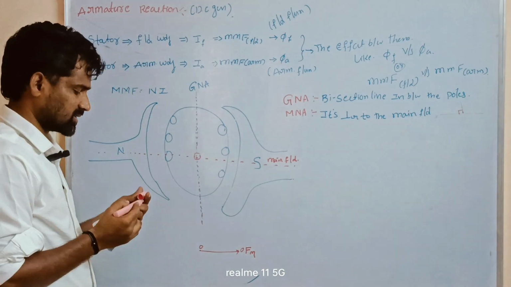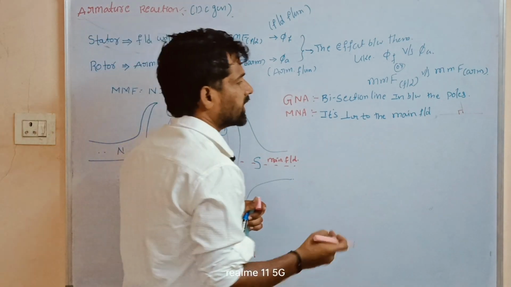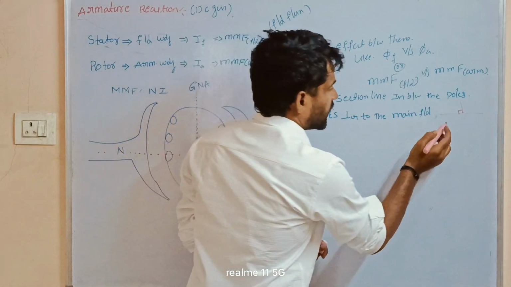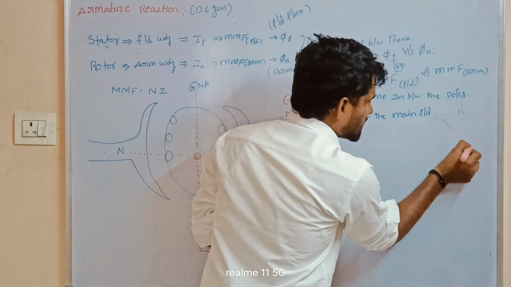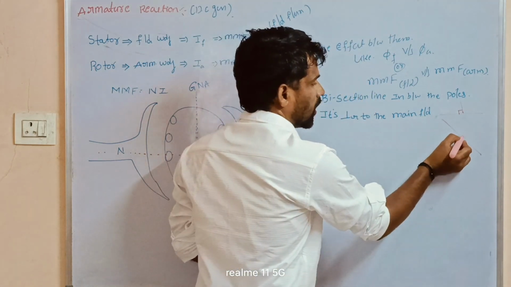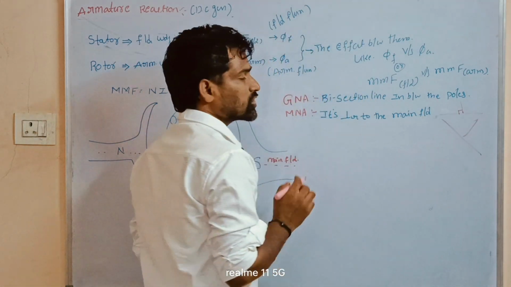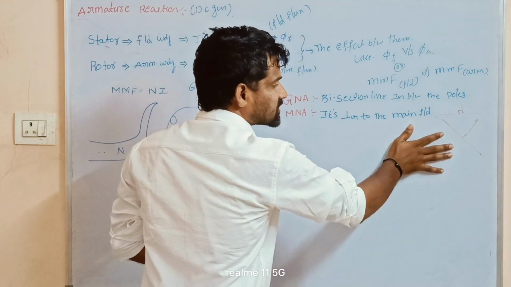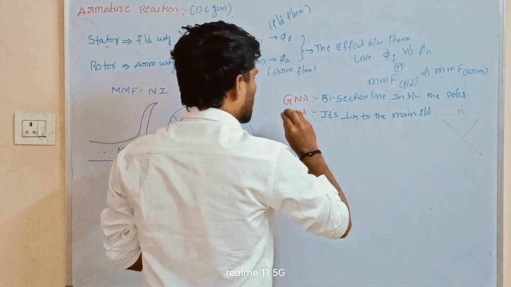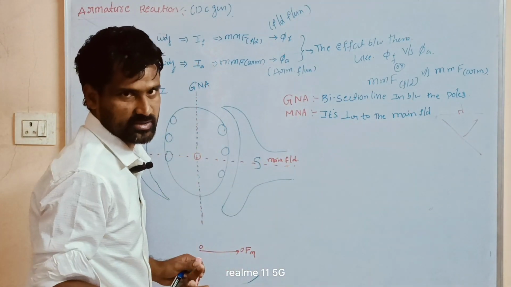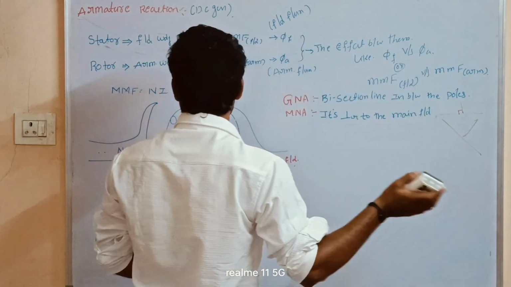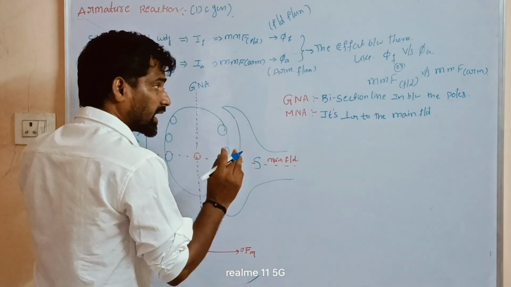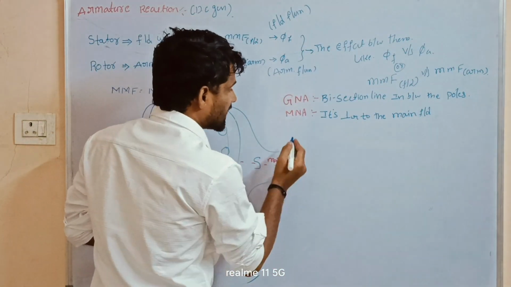It is a perpendicular axis. So if in case the main field axis is changed, for example, main field axis will be changed automatically, the MNA is also shifted. So note this point: if the main field axis changes, automatically the MNA axis also changes. MNA also shifted. Okay.